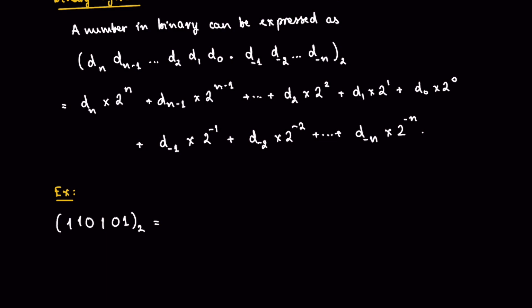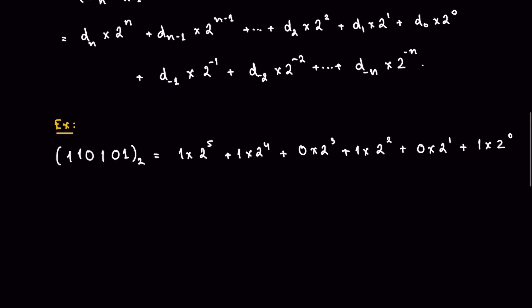Okay, we're going to start with the first number from the left. So how many digits do we have here? 0, 1, 2, 3, 4, 5. So the first one is 1 times 2 to the 5th power. The next one is 1 times 2 to the 4th, plus 0 times 2 to the 3rd power, plus 1 times 2 to the 2nd, plus 0 times 2 to the 1st, and then 1 times 2 to the 0.